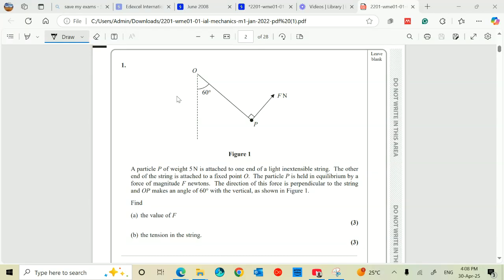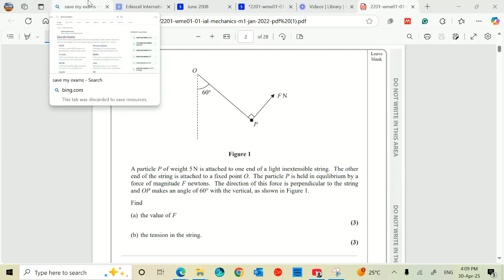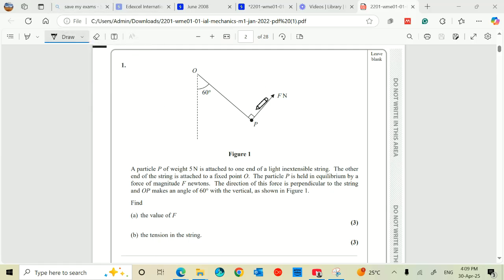So let's get going. A particle P of weight 5 newtons is attached to one end of a light inextensible string. The other end of the string is attached to a fixed point O. The particle P is held in equilibrium by a force of magnitude F newtons. The direction of this force is perpendicular to the string, and OP makes an angle of 60 degrees with the vertical as shown in figure 1. Find A, the value of F, and B, the tension in the string.